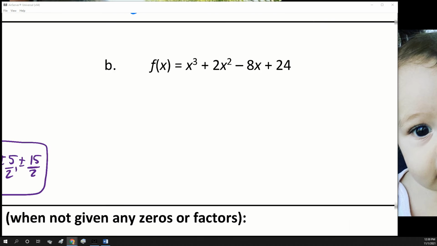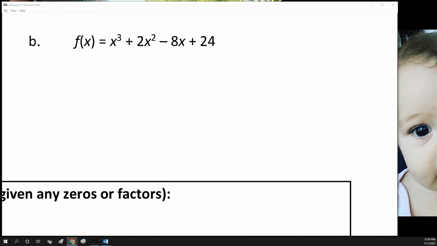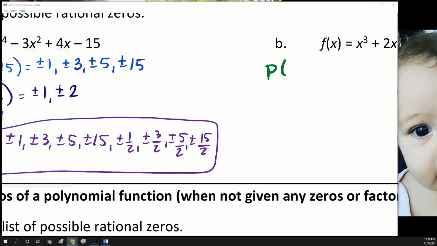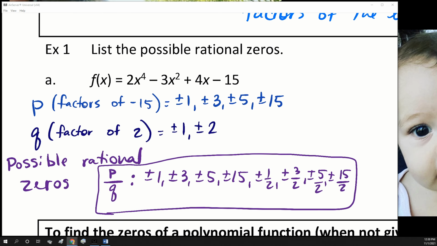Okay, let's do one more. So for B, that's it for that one, yeah. So that's just listing the possible rational zeros. We don't know if any of these are actual zeros, because it could be irrational zeros or they could all be imaginary zeros. We don't have a list for those.